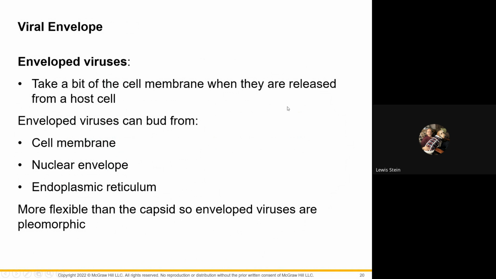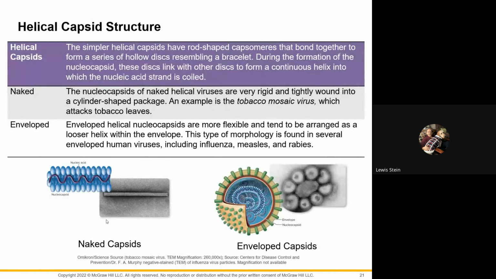So, a bit of membrane: when they're released, they can get that from the cell membrane, the nuclear envelope, or the endoplasmic reticulum, who cares? It's more flexible than the capsid, so enveloped viruses are typically a little more inclined to be pleomorphic, meaning they have some oddball shapes. That's broad brushing. So here, naked versus enveloped. You can see the difference. The helicals are rod-shaped, forming almost a tubular structure, like wrapping a hockey stick.